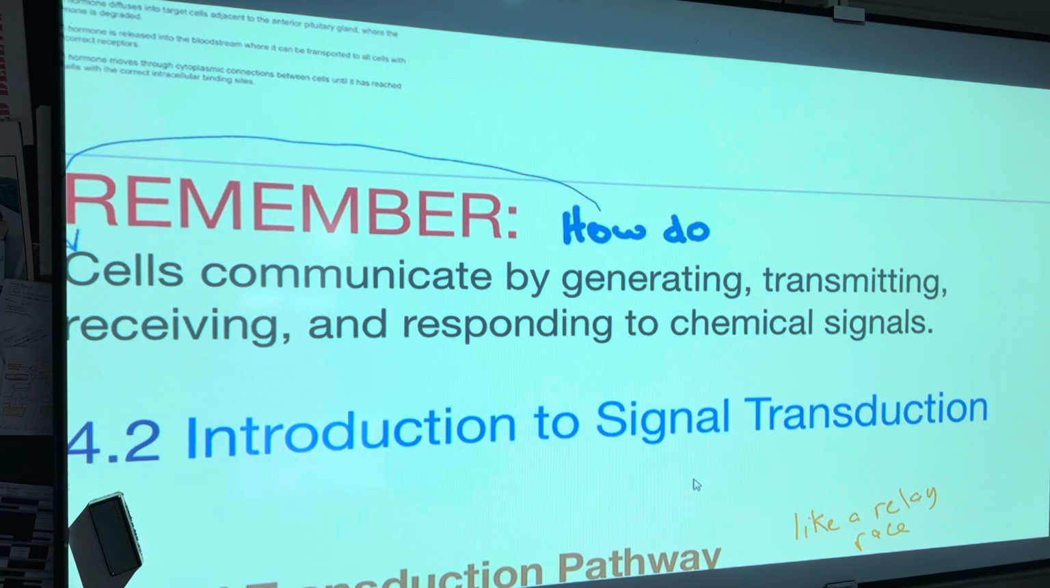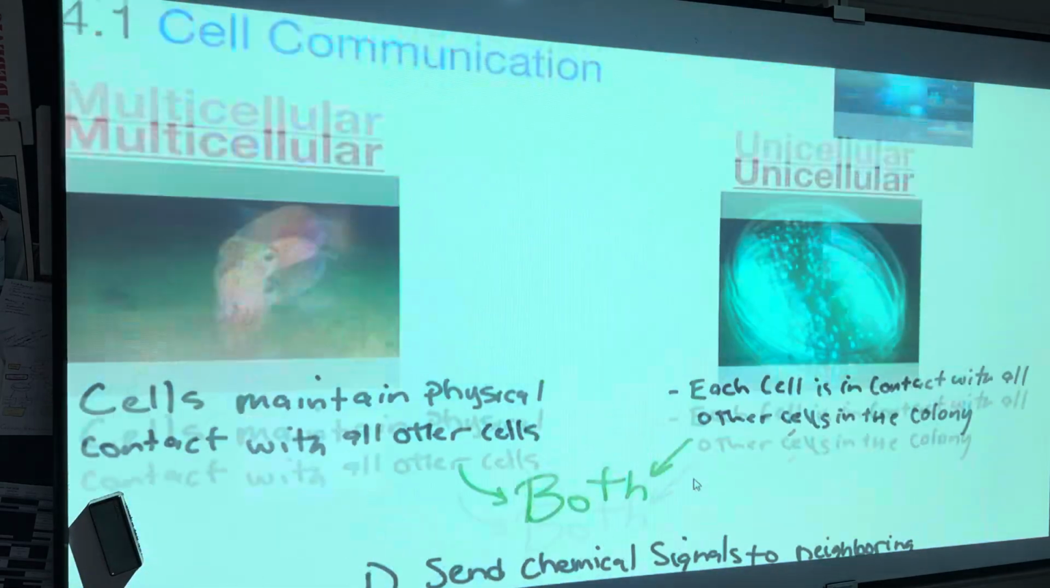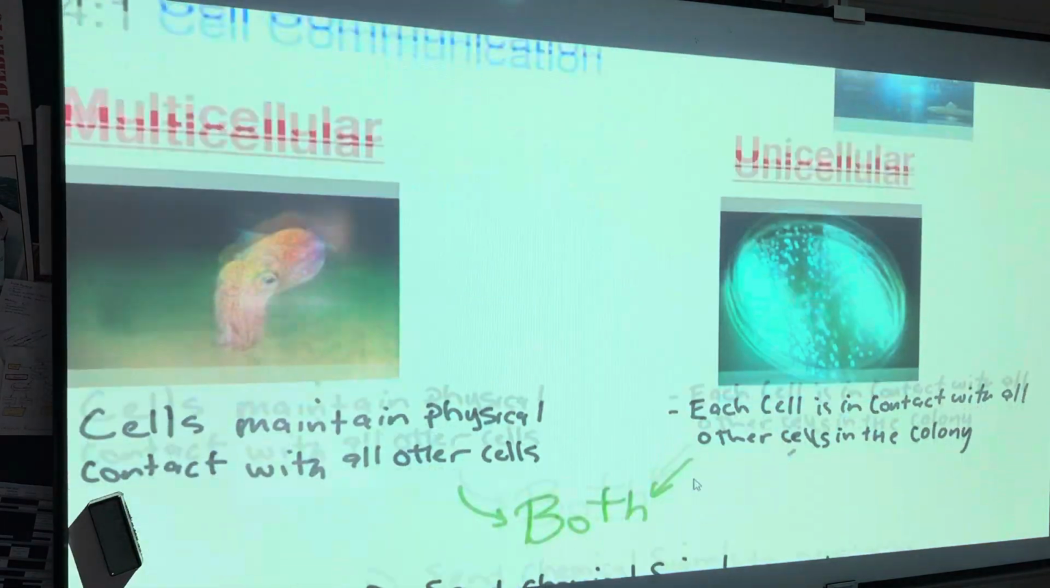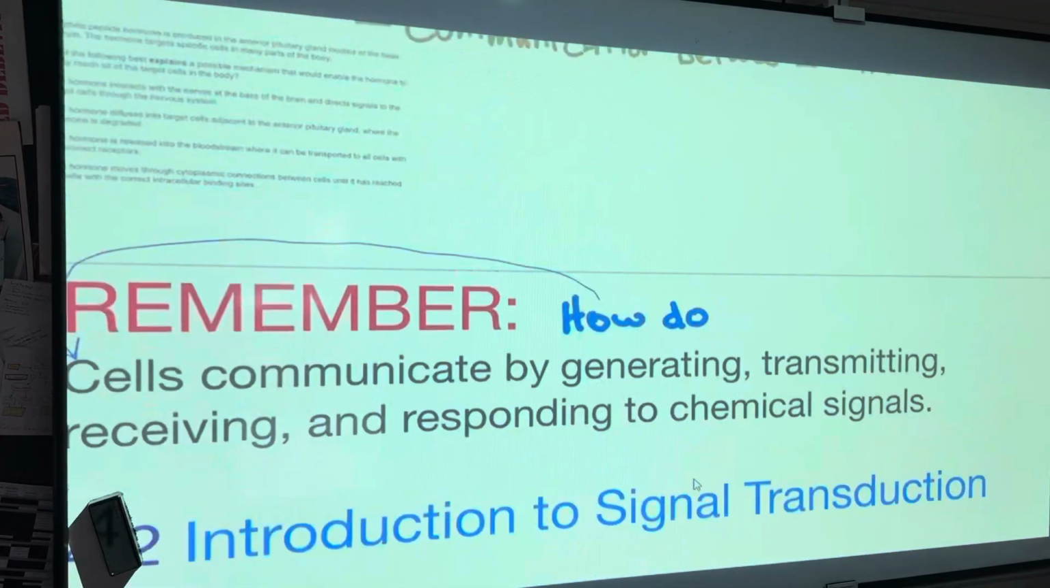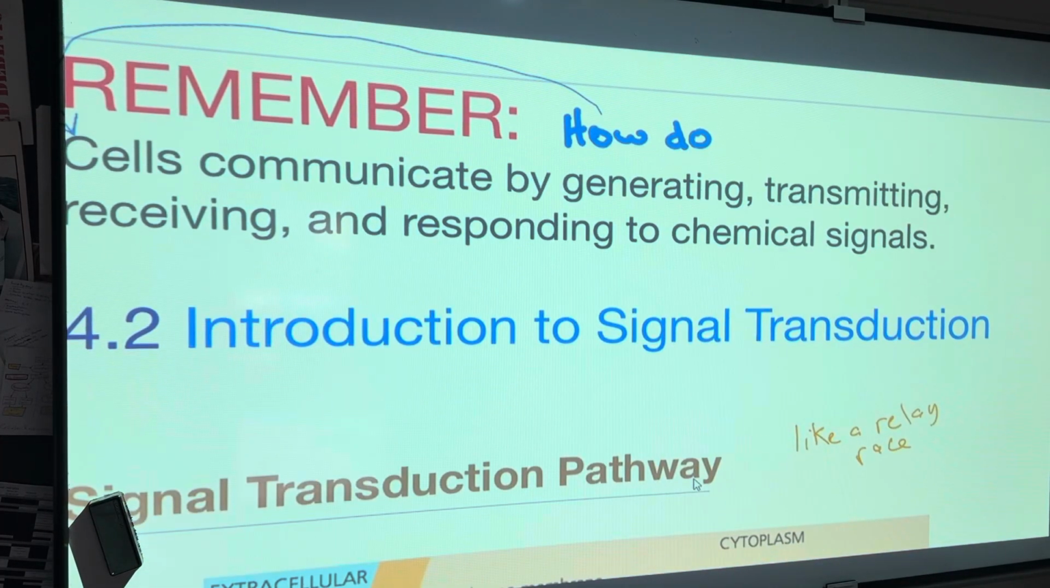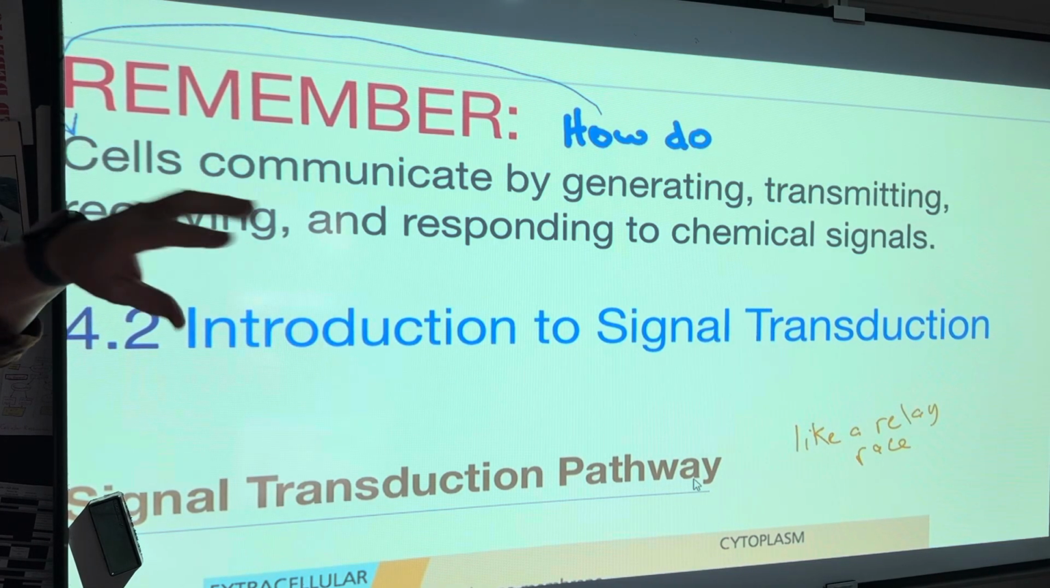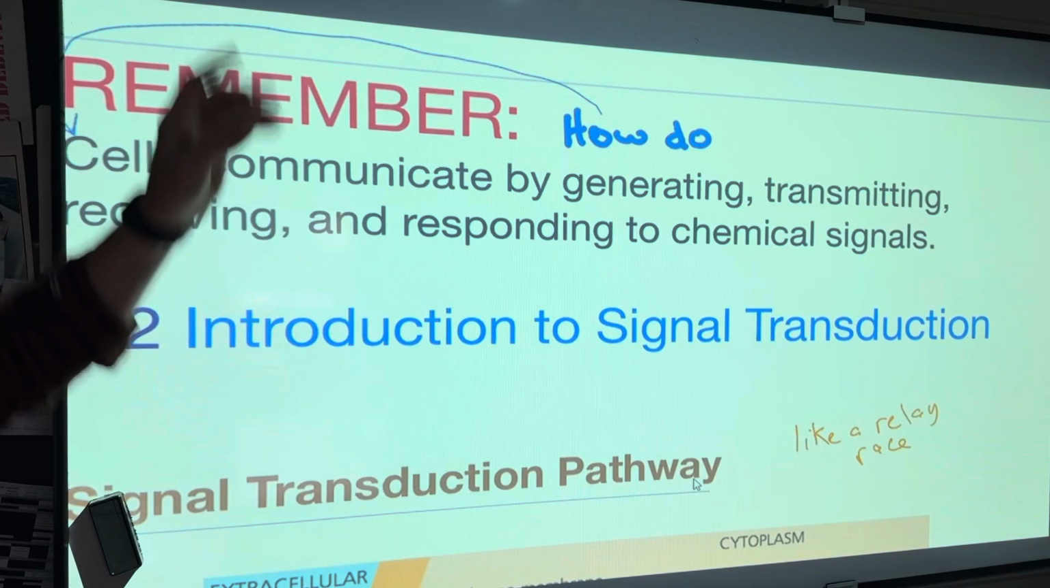All right, so we're going to go a little deeper now into signal transduction or cell communication. Remember, we went through just the basics of cell communication. Now we're going to get a little more detailed on how this happens. And remember, always look up here. So how do cells communicate? By generating, transmitting, receiving, and responding to chemical signals.